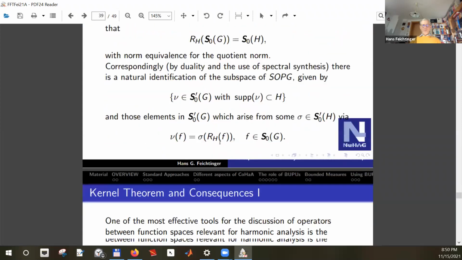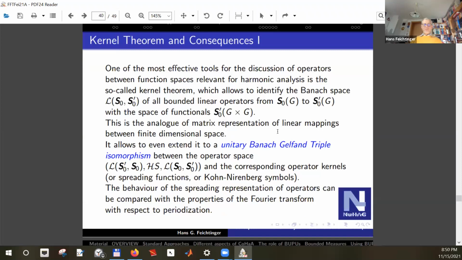I leave out this comment about this, but I want to mention at least that the whole thing can be extended also to operators. And the key is the Kernel Theorem. So every operator which is bounded and linear, of course, from S0 to S0 prime, so between any reasonable function spaces, has a kernel, or can be viewed as the limit of integral operators, where the limit is taken in the weak-star sense of S0 prime. And in this way, you can create what I call now a unitary Banach-Gelfand triple isomorphism between the kernels, which are either in S0 prime in the general case, or in L2, or in the very nice small subspace S0.